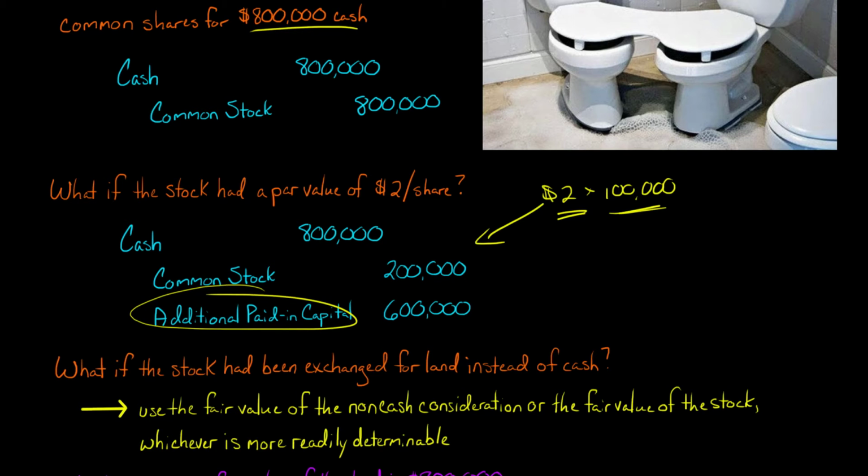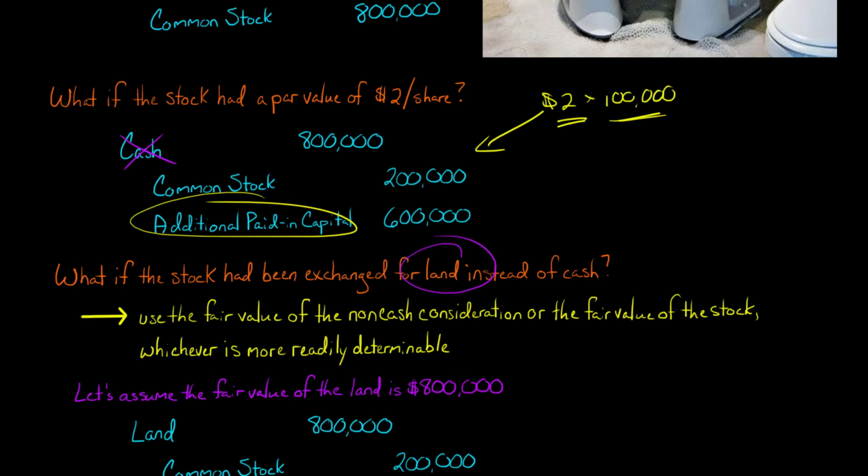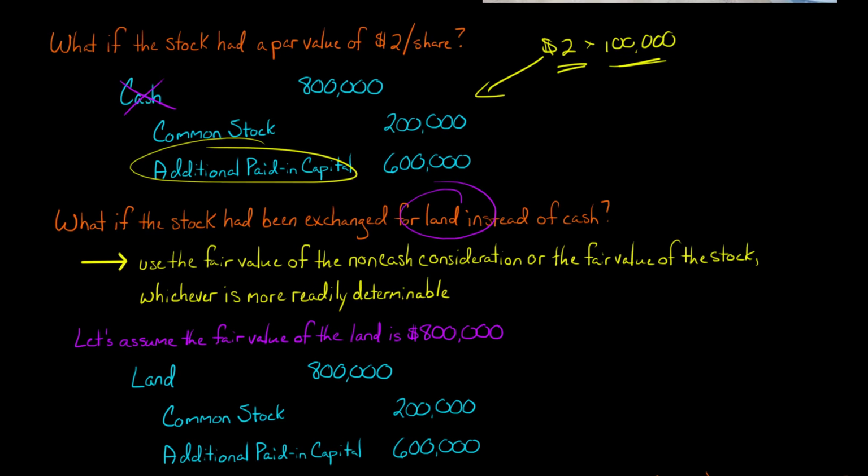Now, what if that stock had instead been exchanged for something other than cash? What if the company didn't receive cash? What if they received land? How would we deal with that? Well, we're going to use the fair value of the non-cash consideration. Non-cash consideration is just the thing other than cash, right? So in this case, it's the land. The fair value of the land or the fair value of the stock, whichever is more readily determinable, okay? So if you know the fair value of one of these but not the other, use the one that you know the fair value of.